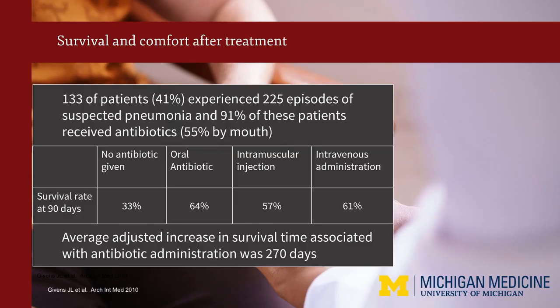The authors used standardized scales to assess symptoms and comfort. Antimicrobial administration by any route was associated with lower mortality compared to no antibiotic, and survival at 90 days among those not given an antibiotic was 33%, while among those with oral treatment, 64% were alive, as were 57 and 61% of those given an antibiotic by intramuscular injection and intravenously, respectively. The average adjusted increase in survival time associated with antibiotic administration was 270 days compared to untreated episodes.